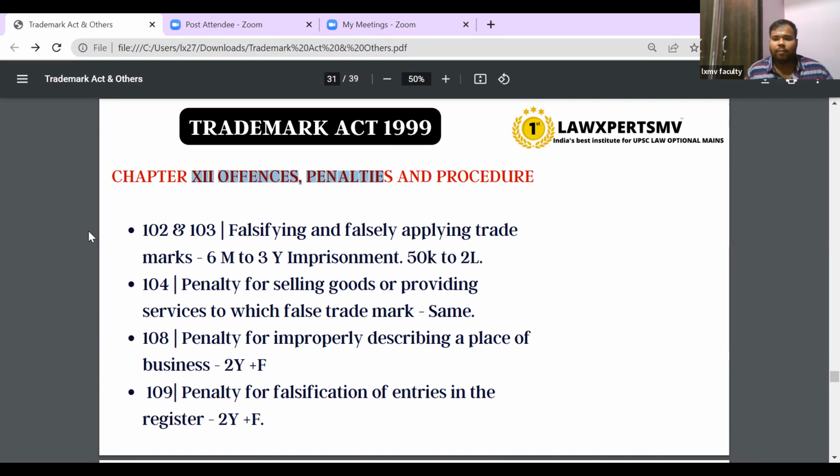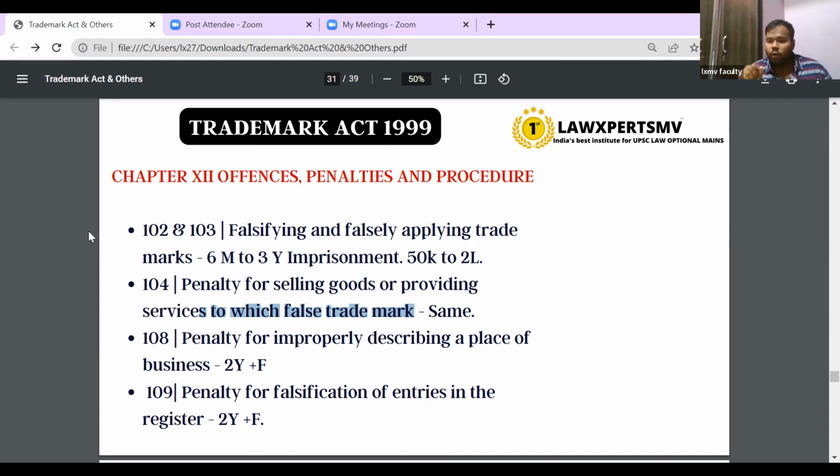Falsifying the trademark is nothing but the same example. You are manufacturing a TV and putting the word Sony on it, then you will be punished under this particular section. Penalty for selling goods or services to which a false trademark is applied. So this is nothing but the showroom guys. You are putting the false trademark, you'll be liable under sections 102 and 103, and you are giving it to the showroom guys.